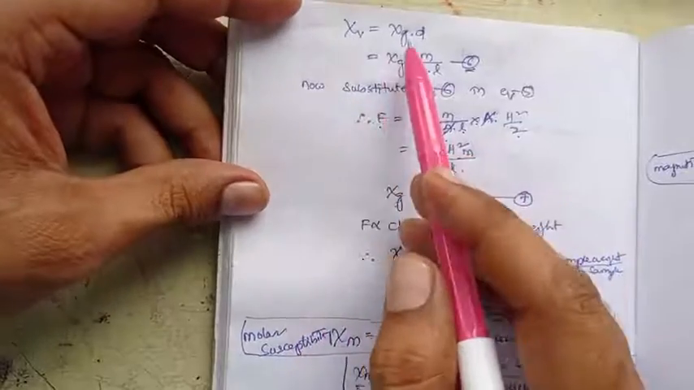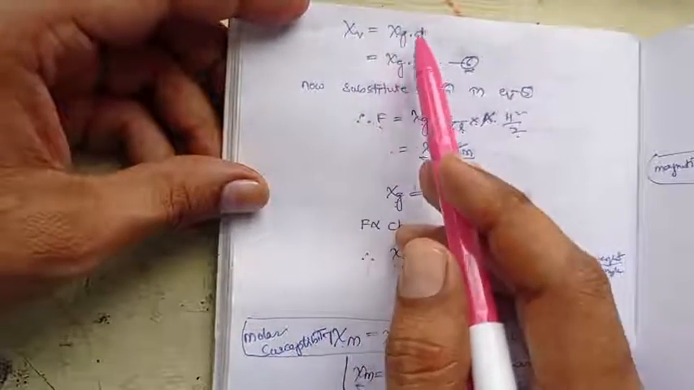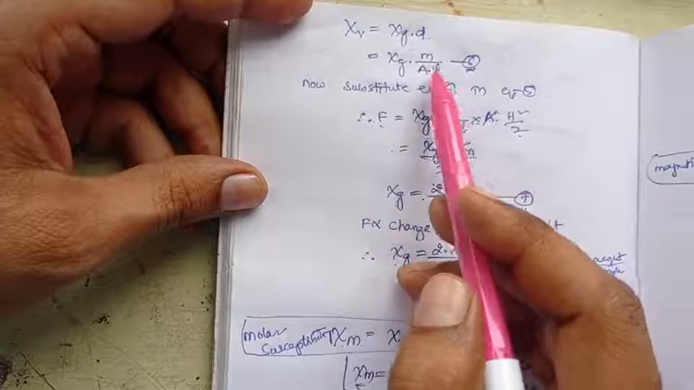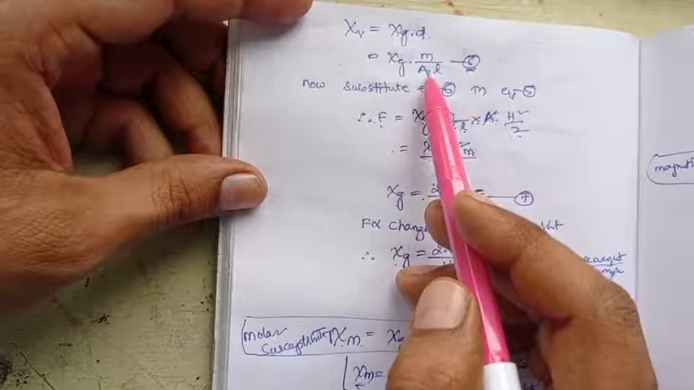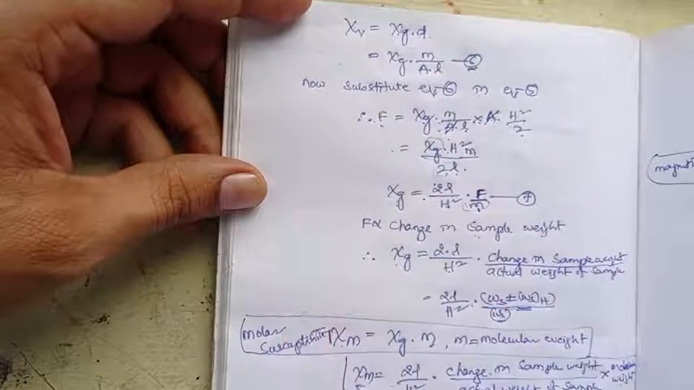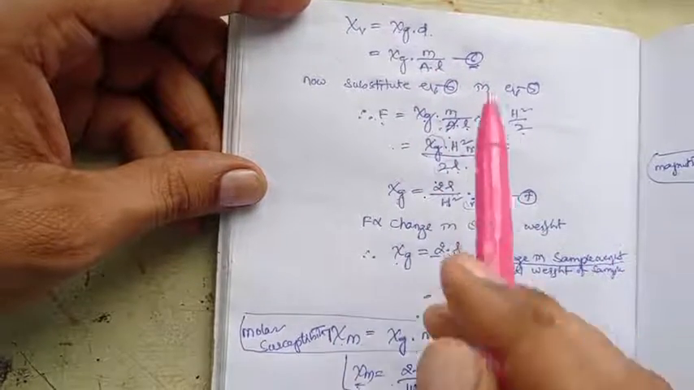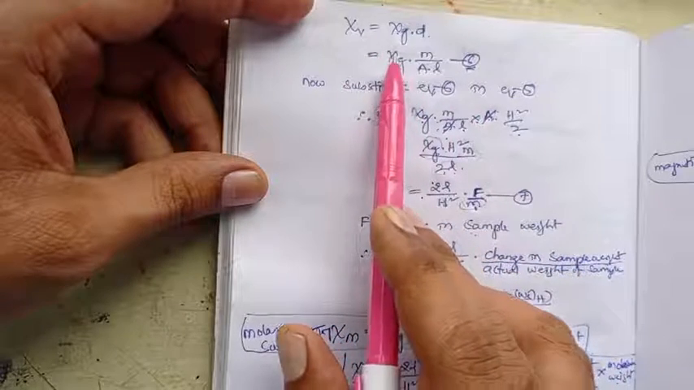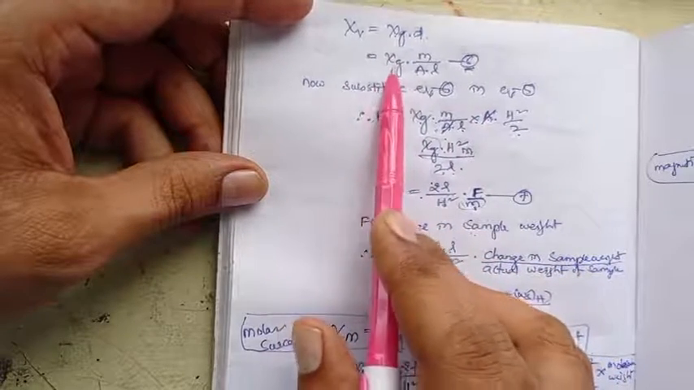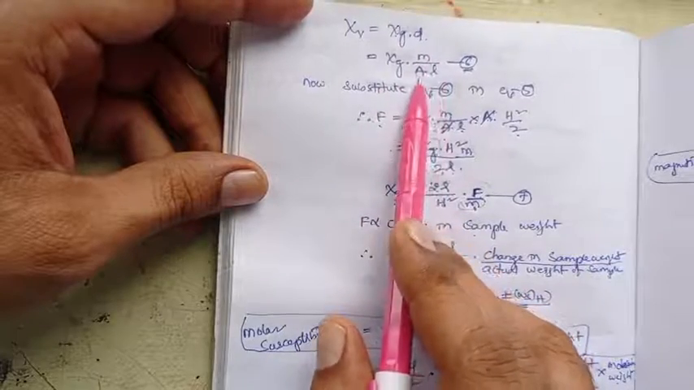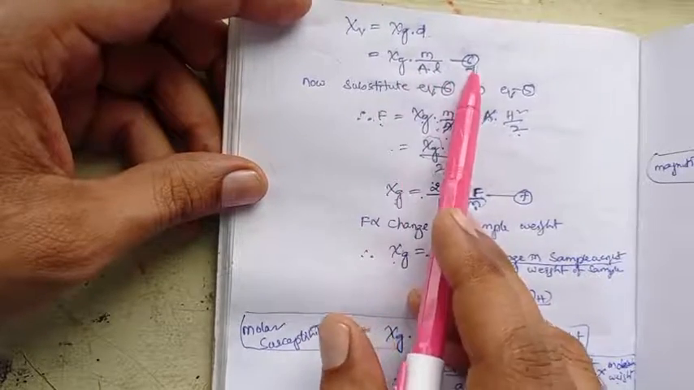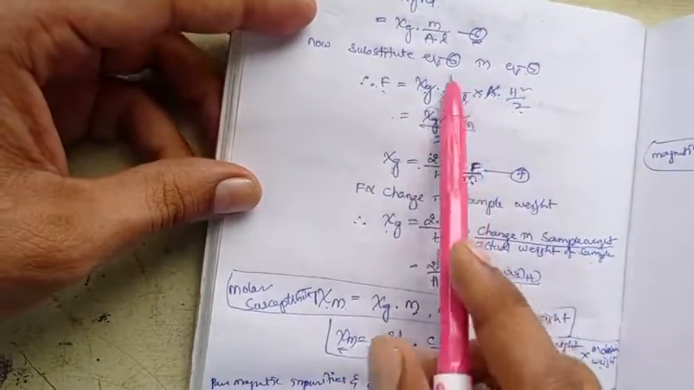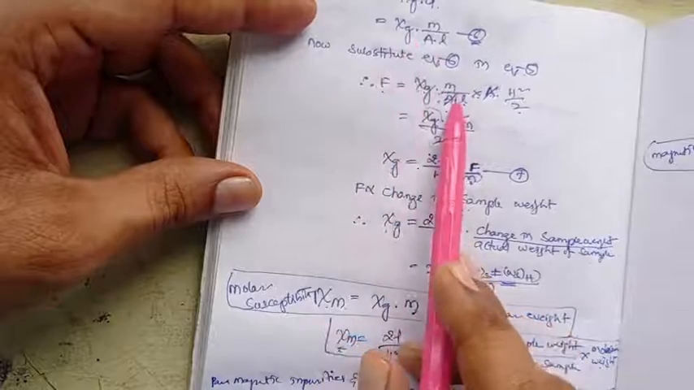So volume susceptibility is equal to gram susceptibility into density, where density is mass by volume, and volume is area into length. So altogether, the volume susceptibility is equal to gram susceptibility into mass by AL. That is equation number 6. When we substitute it in equation number 5, we get the replacement of the volume susceptibility.